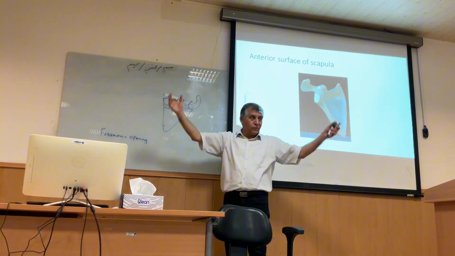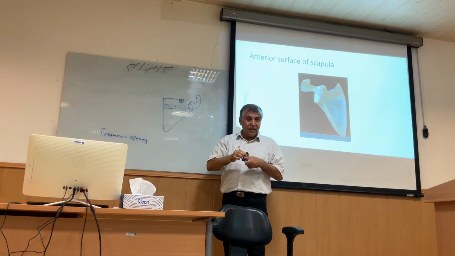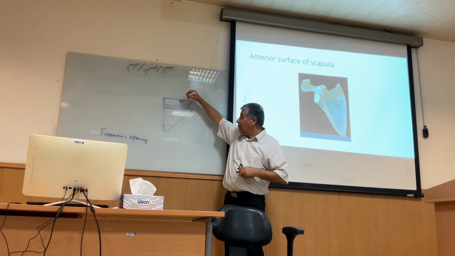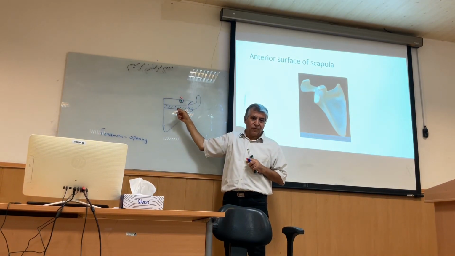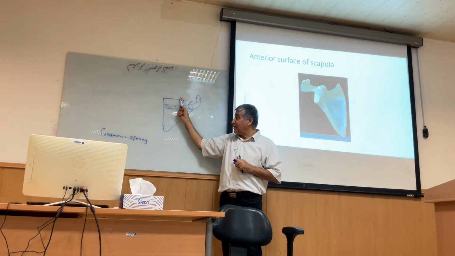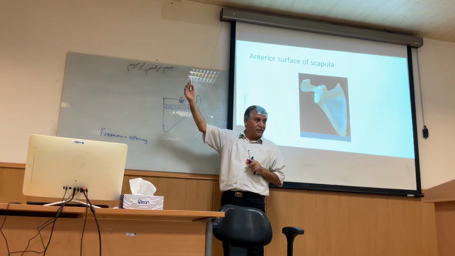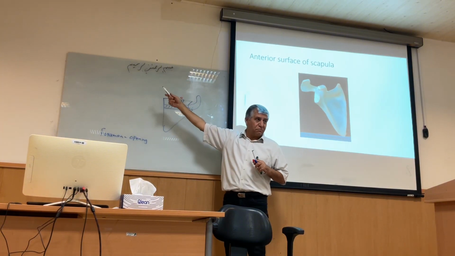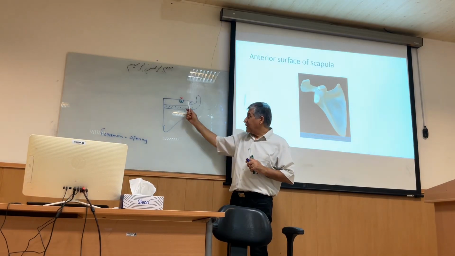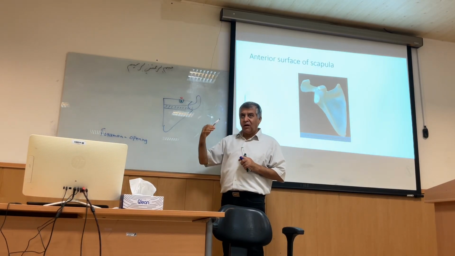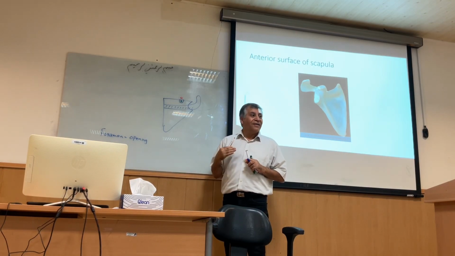In all of the body, the only area where the artery goes over the ligament is here. Okay? This ligament is a bridge. This artery is a river. The river goes over, not under. Okay? So the suprascapular foramen contains the suprascapular nerve.